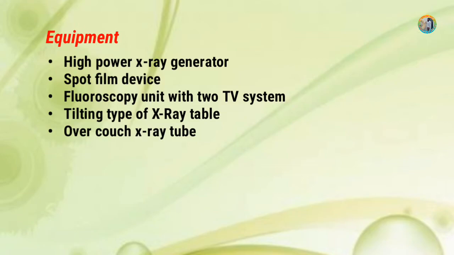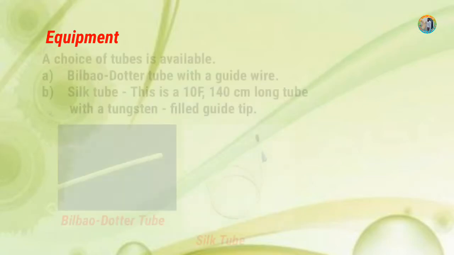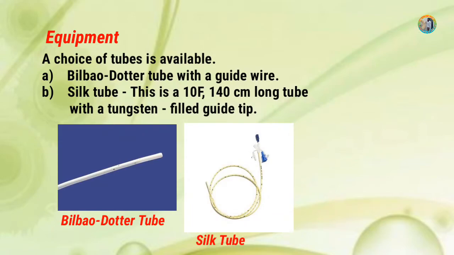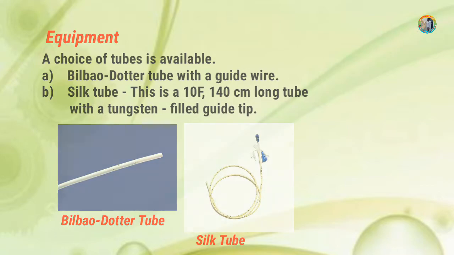In equipment, a high power X-ray generator, spot film device, fluoroscopic unit with 2 TV screens, tilting type of X-ray table and overcouch X-ray tube are required. A choice of tubes is available: Bilbao-Dortch tube with a guide wire or silk tube. This is a 10 feet long or 140 centimeter long tube with a tungsten filled guide tip.